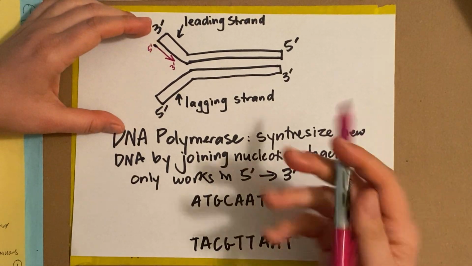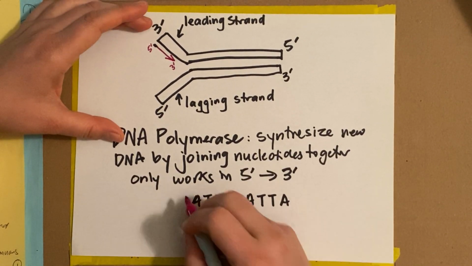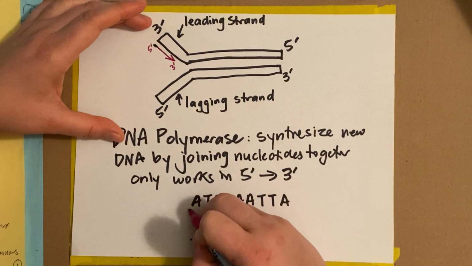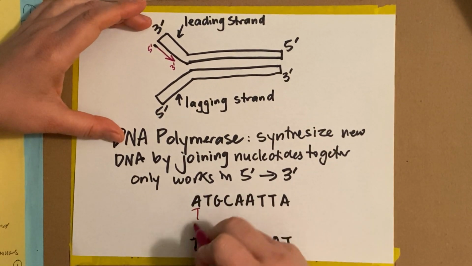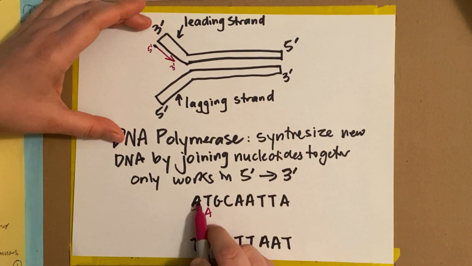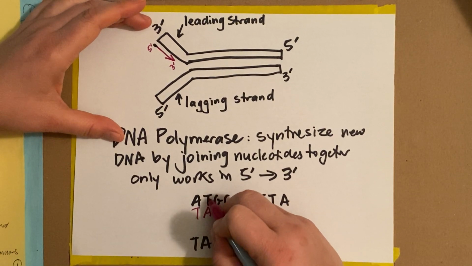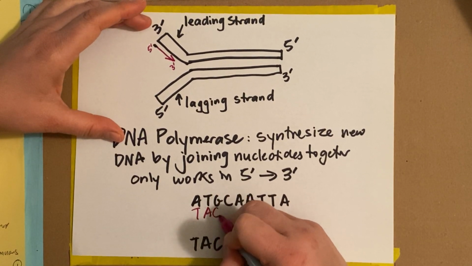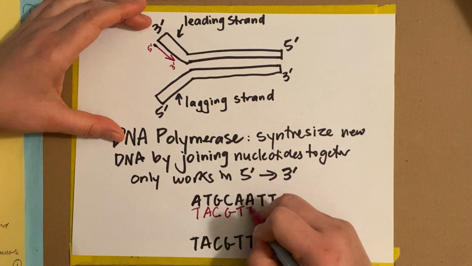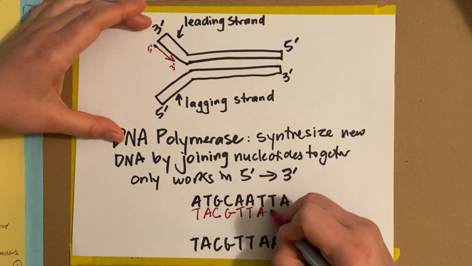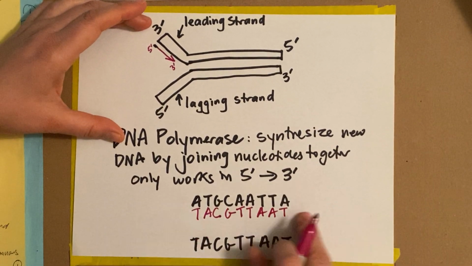Okay, and so this is going to be our leading strand. So our DNA polymerase is going to come in and it'll start adding on complementary bases. So every time there's an A, it's going to add a T. Every time there's a T, it's going to add an A. C, G, T, T, A, T. Okay, so that would be one strand.